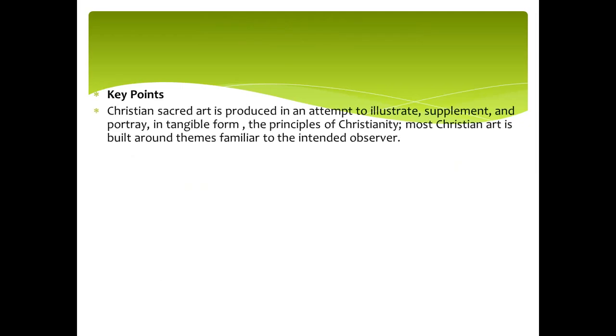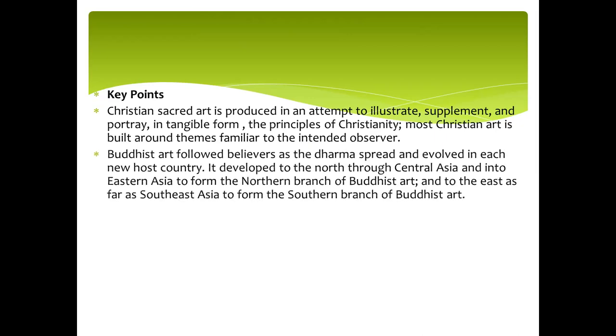So, key points for religion as a theme. Christian sacred art is produced in an attempt to illustrate, supplement, and portray intangible form and principles of Christianity. Most Christian art is built around themes familiar to the intended observer. Buddhist art followed believers as the dharma spread and evolved in each new host country. It developed to the north through Central Asia and into Eastern Asia to form the northern branch of Buddhist art, and to the east as far as Southeast Asia to form the southern branch of Buddhist art.